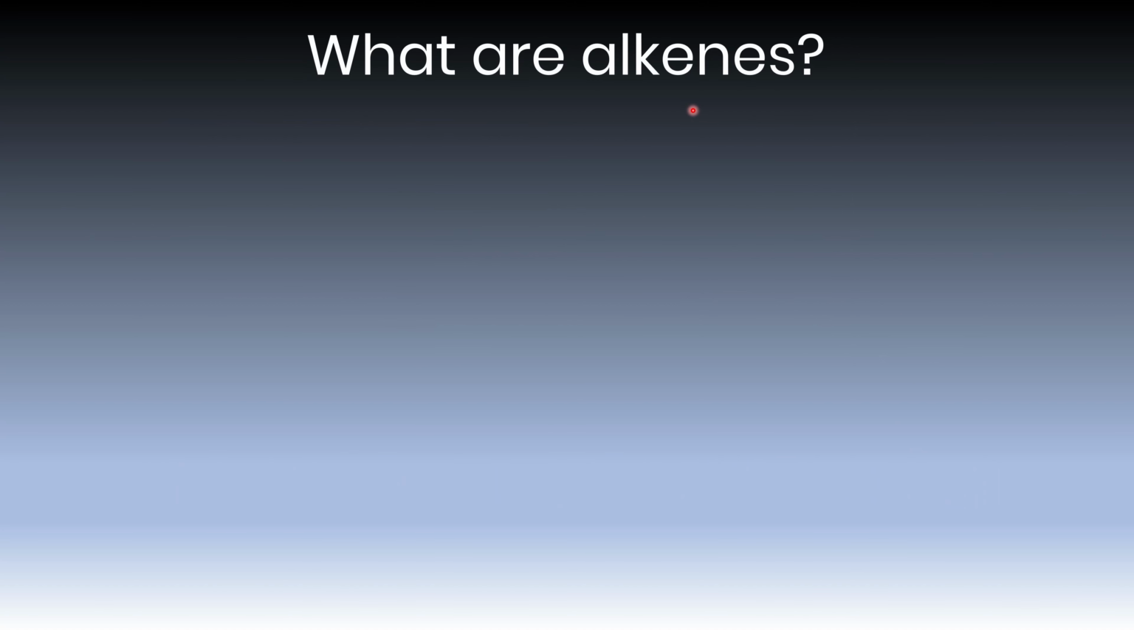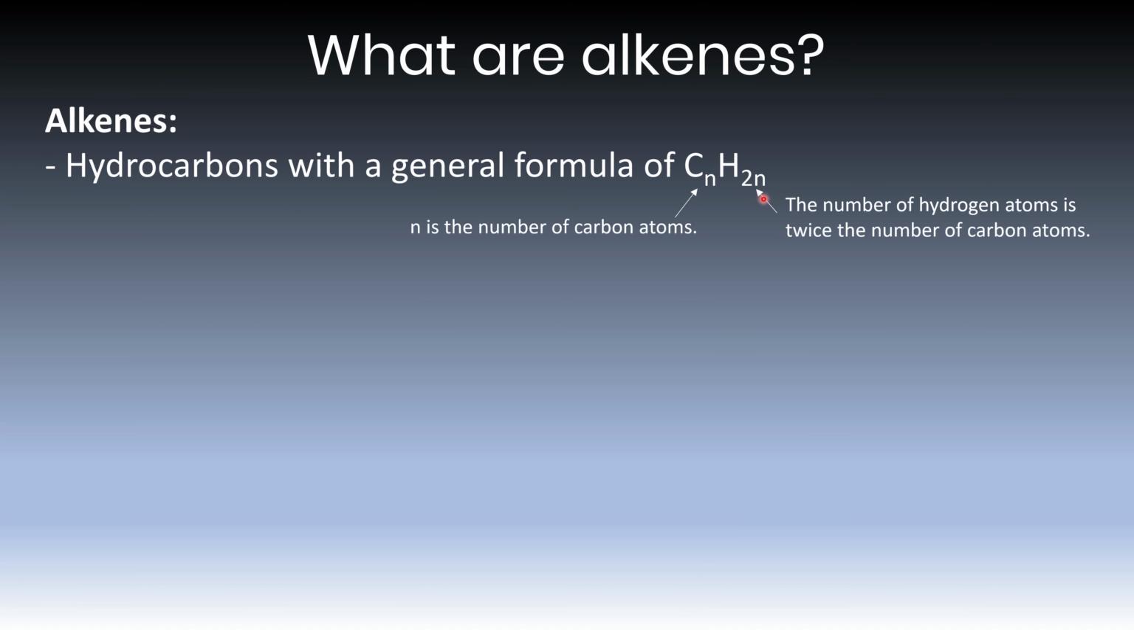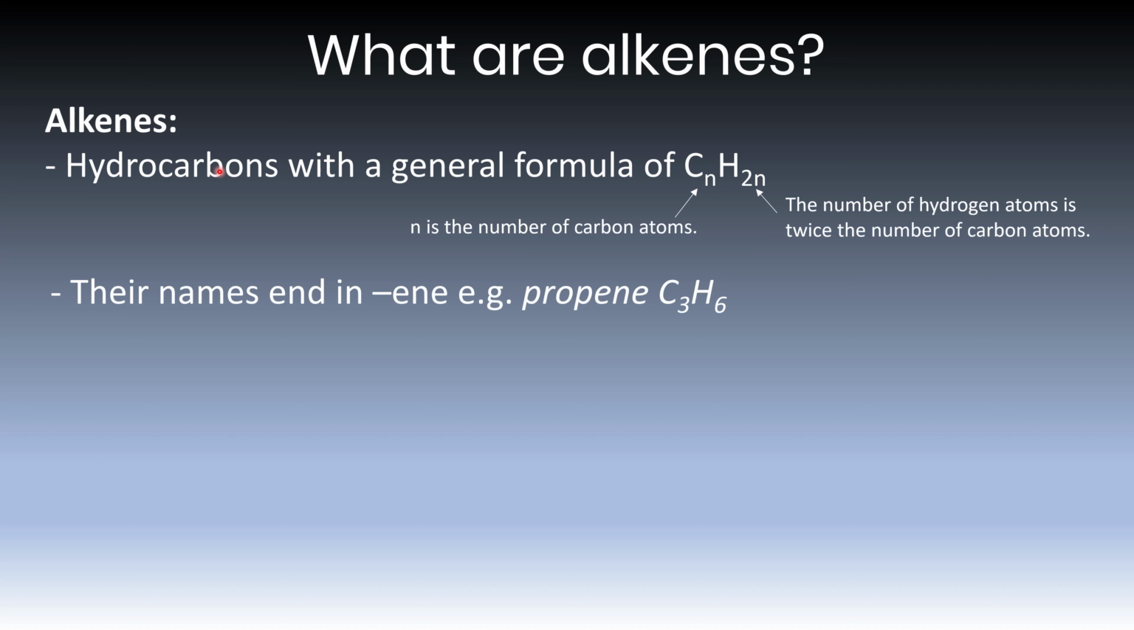So let's have a little look at some more information about alkenes, because it's not just their general formula of CnH2n which defines them. So yes, we can say that they will abide by the general formula of CnH2n, where n is the number of carbon atoms and 2n gives us the number of hydrogen atoms, twice the number of carbons. Another thing we can say about alkenes is that their names will all end in -ene.